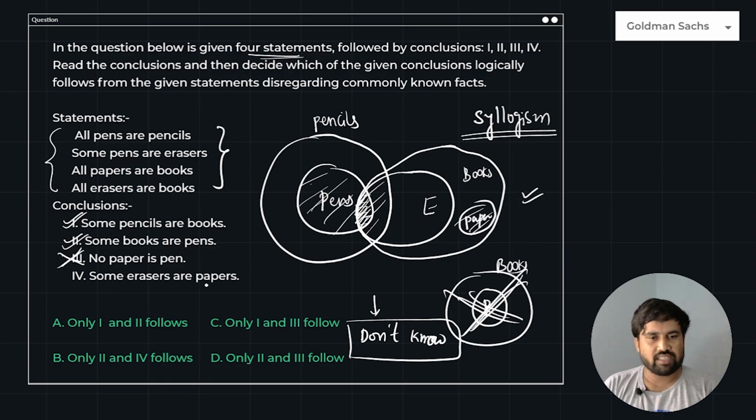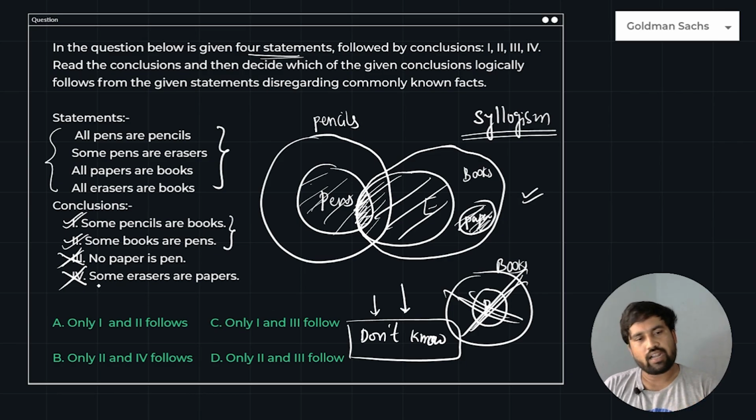Next, some erasers are papers. Just look at the erasers here and papers here. Guys, erasers is a subset of books and papers is a subset of books, but we don't know whether there is any relationship between them or not. If we don't know, any conclusion is wrong. So conclusion 1 and conclusion 2 are correct, and the remaining 2 we don't know. Maybe possible, maybe not possible.